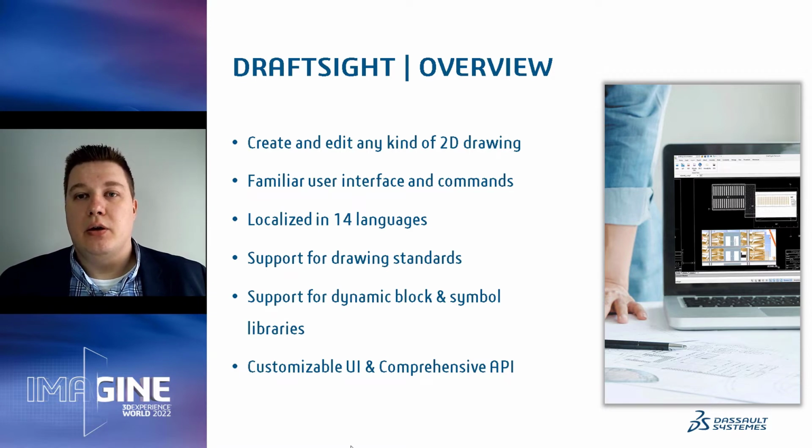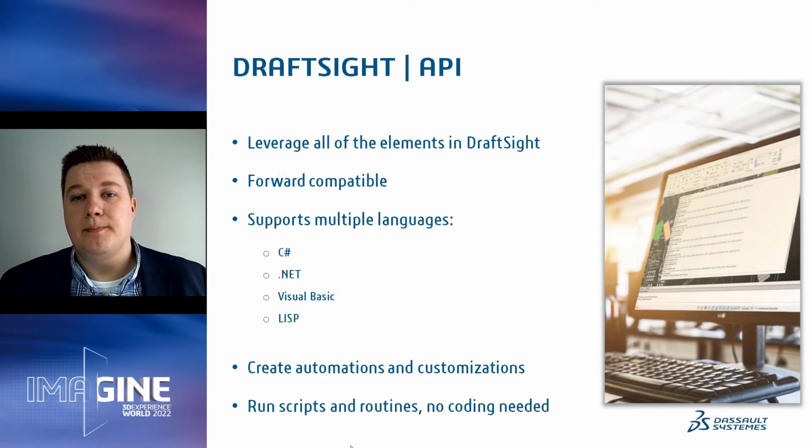Additionally, all versions of DraftSight come with access to the API. So let's briefly talk about the API. The API allows you to leverage all of the elements, features, and functions that exist inside of DraftSight. The API is forwards compatible. So if you create customizations, routines inside of DraftSight using the APIs, you're guaranteed to use them in future releases as well.